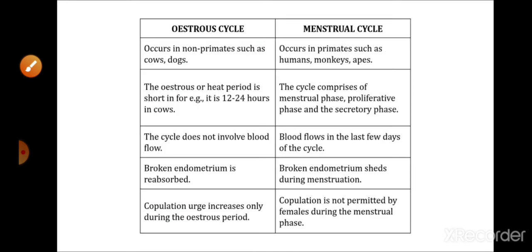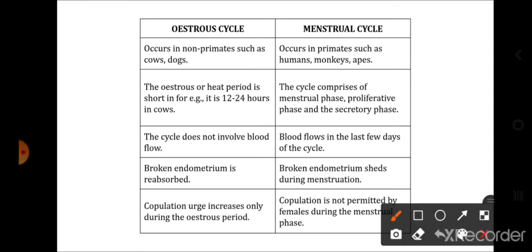Now see students, here you can see some of the differences between the estrous cycle and the menstrual cycle. First difference is that the estrous cycle occurs in non-primates, whereas the menstrual cycle occurs in primates. The second difference is the estrous phase, also called the heat period. So in the estrous cycle there is only one state, called the estrous phase, and this estrous phase is very short.